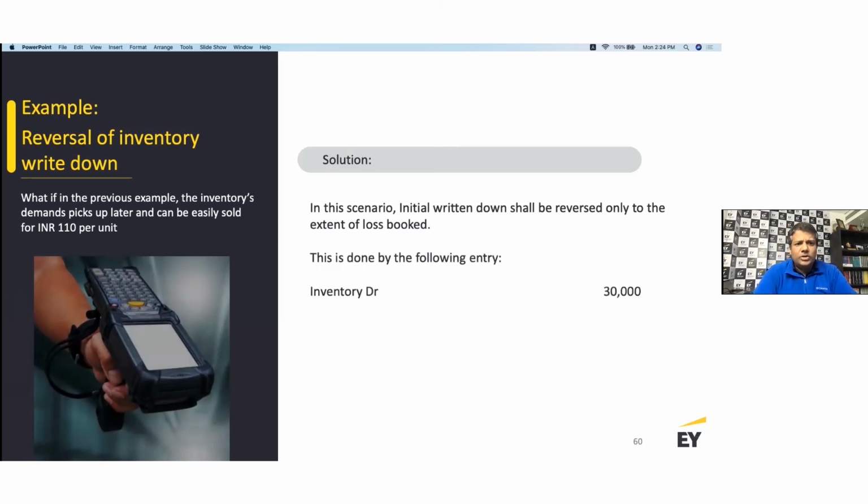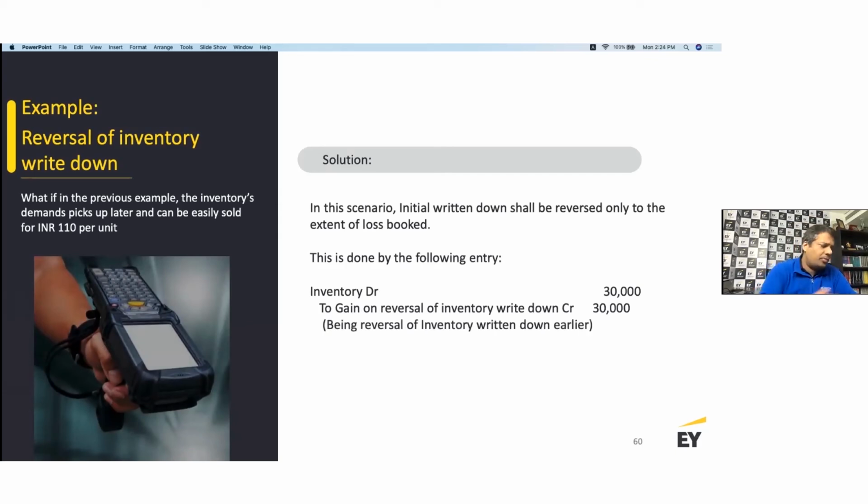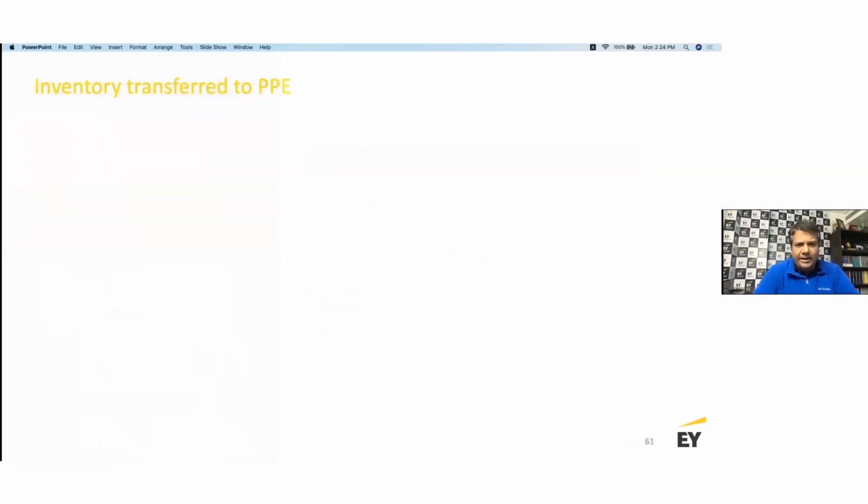So what's the entry I'm going to pass? Inventory debit 30,000, which is the loss which I had recorded, and gain on reversal of inventory write down credit 30,000. The important thing is that the inventory goes to the balance sheet, and the gain goes to your profit and loss account as a credit, as a reduction of your overall cost of sales. Okay, awesome. Now we've talked about the inventory write down and subsequent reversal of such write down. You're not allowed to go beyond cost.